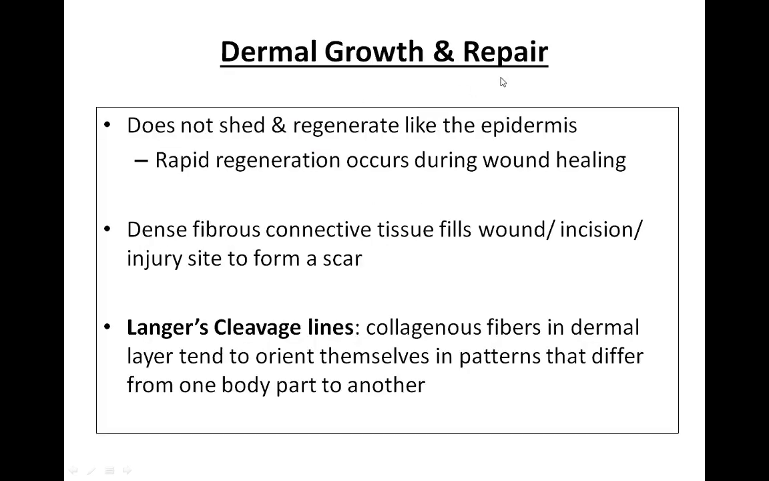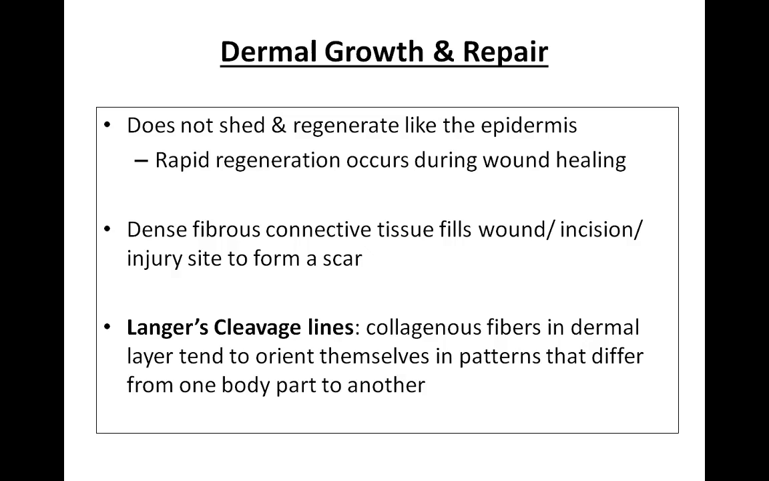Then dermal growth and repair. Normally in the case of the epidermis, cells are shed after a certain time. These cells are in the basal layer, then they reach the superficial layer and ultimately are shed off. But here they do not shed, and they do not regenerate like the epidermis. Here rapid regeneration occurs only when there is a wound or cut injury, or a wound healing process is going on.